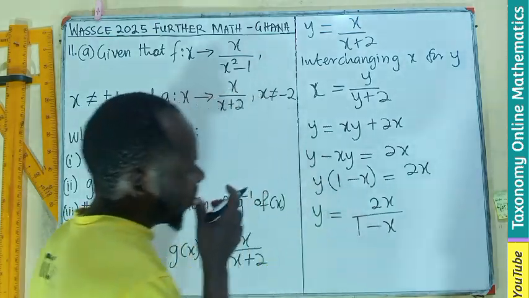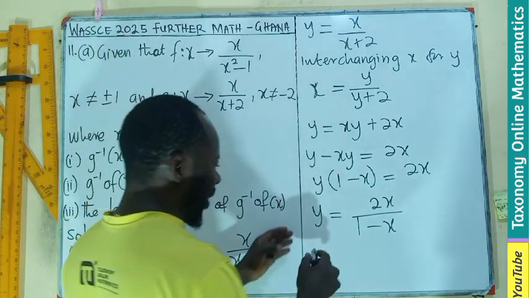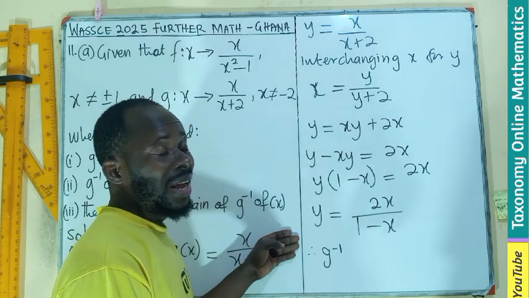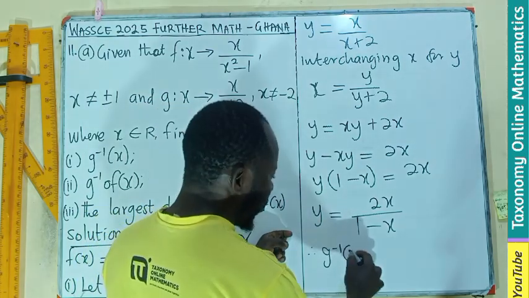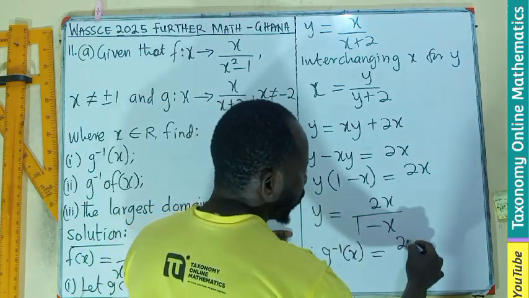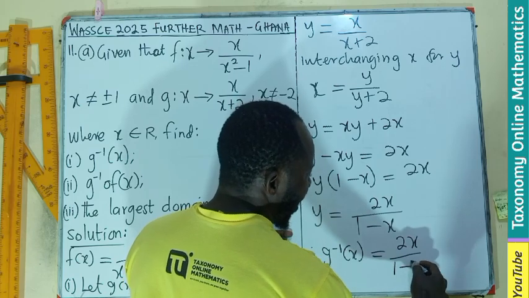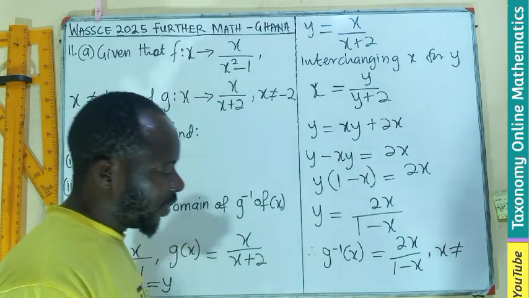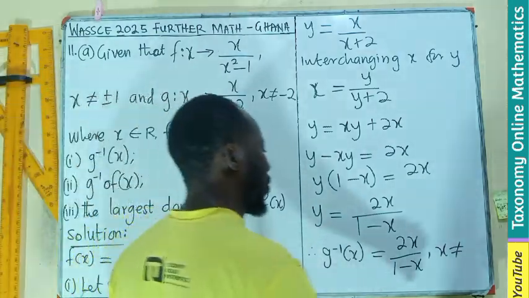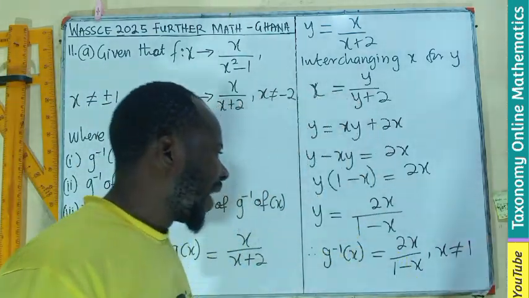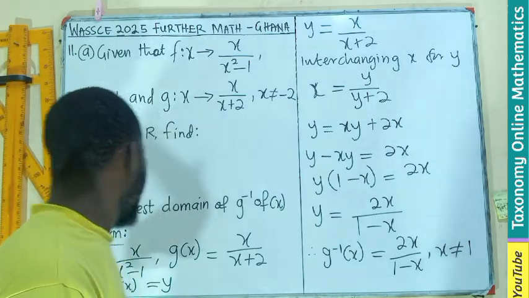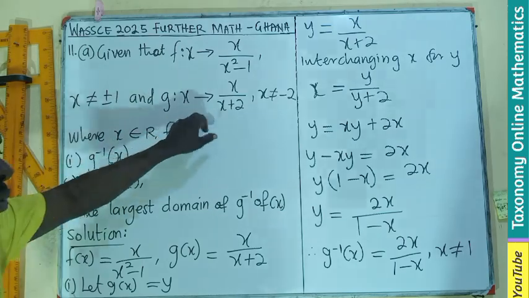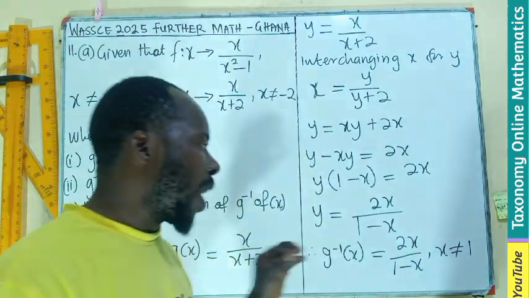So here we can only conclude and say, therefore, the g prime of x, which is the inverse, will now be equal to 2x over 1 minus x, where your x cannot be equal to 1. If x is 1, then it becomes undefined. So for the first part of the question, finding the inverse of the g function, we have that to be 2x over 1 minus x.